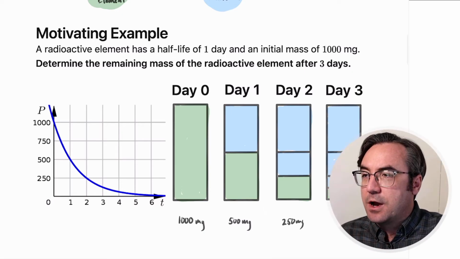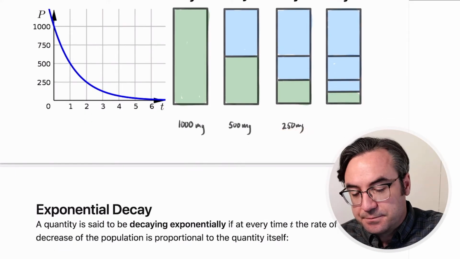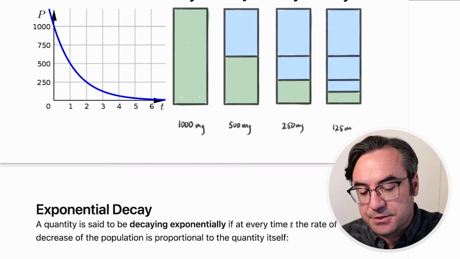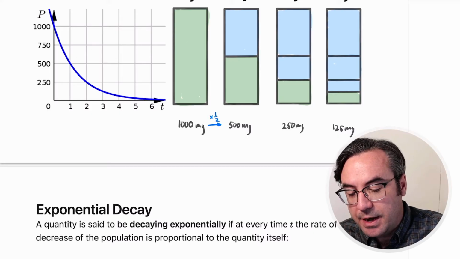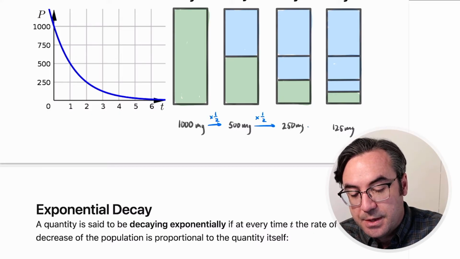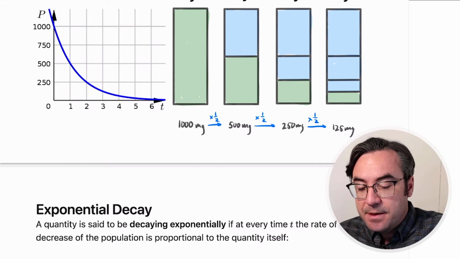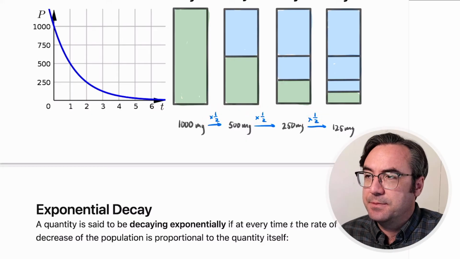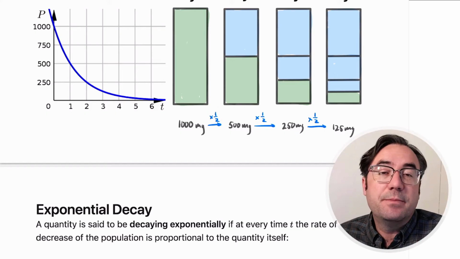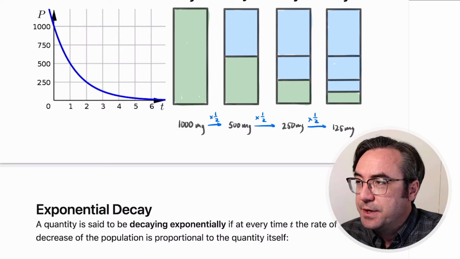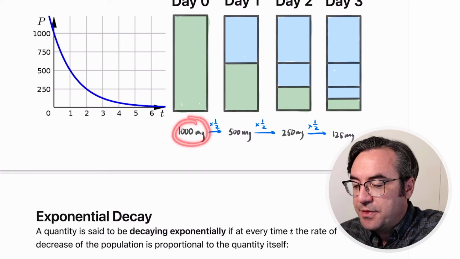Well, again, we're halving this, so we're cutting this in half. So we're down to 125 milligrams. Each step along the way, we're multiplying by 1/2. And whenever we have this kind of repeated multiplication, that is an exponential function. But the fact that this number we're multiplying by is less than 1 means it's going to be a decaying exponential function.